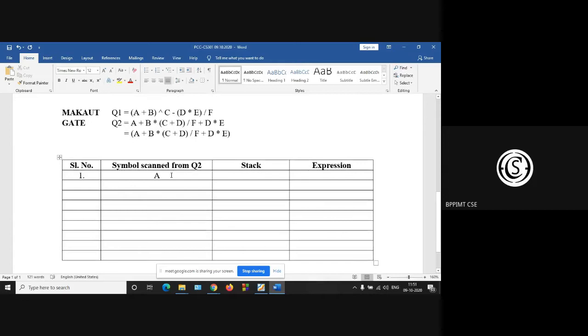So the first one is the opening bracket. Okay, so put this opening bracket here. Is it fine? Then number 2, you will get A. So put A here. Now as A is the operand, so don't write A in the stack.